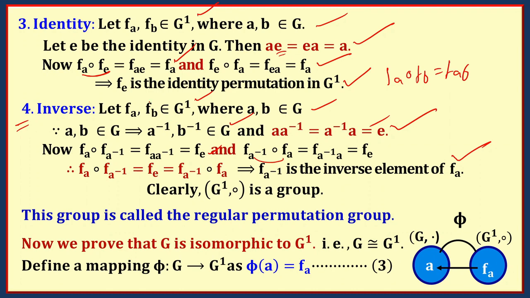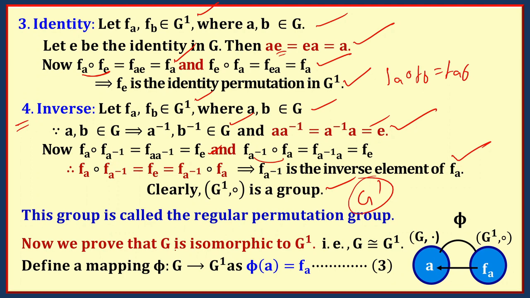So every element has an inverse in G dash. Clearly, G dash with circle is a group. G dash is a group with respect to composition of mappings. This group is called the regular permutation group. G dash is a permutation group.